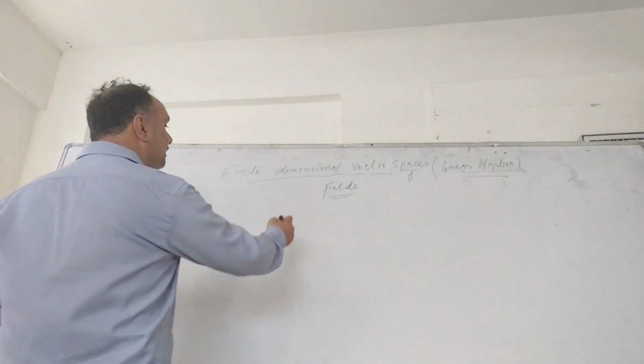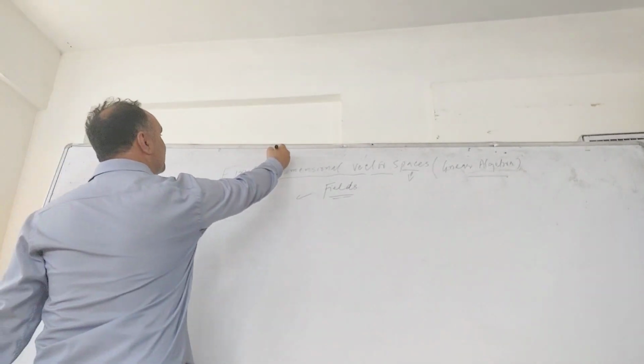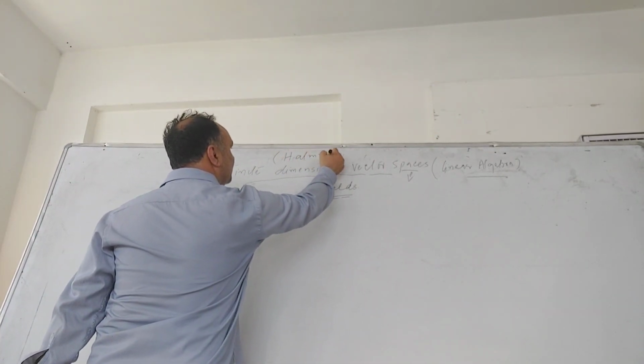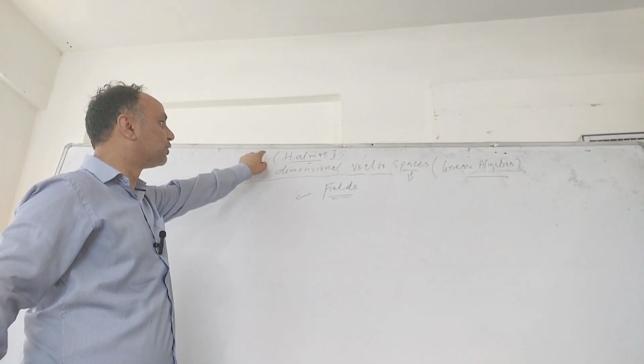You will not use the word numbers if you follow this book. The book which you are going to follow is by Halmos. I forgot to say it. Halmos's book, Finite Dimensional Vector Spaces. It's a very standard book.